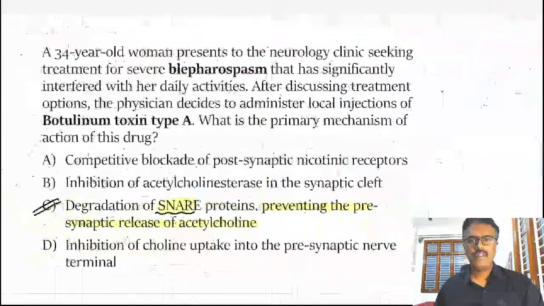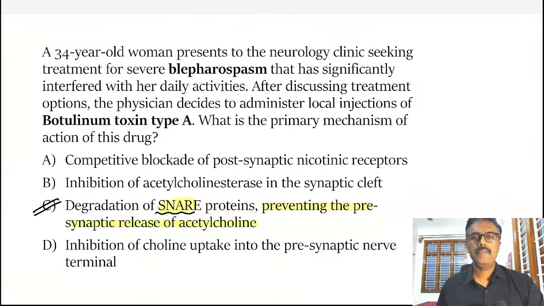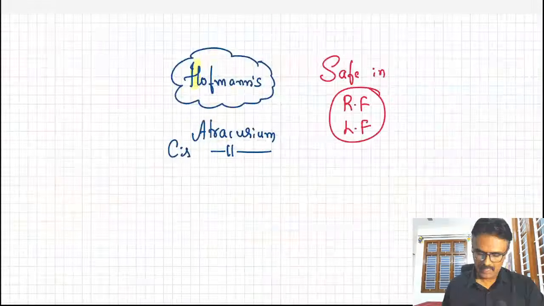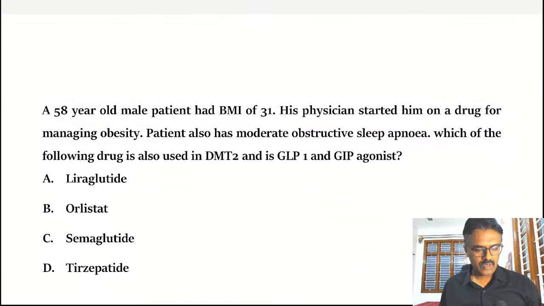So the answer for this question is option C. Botulinum toxin decreases the release of acetylcholine from the presynaptic terminal. Okay, yes, let's move on to the next question. Let me keep the mobile here.